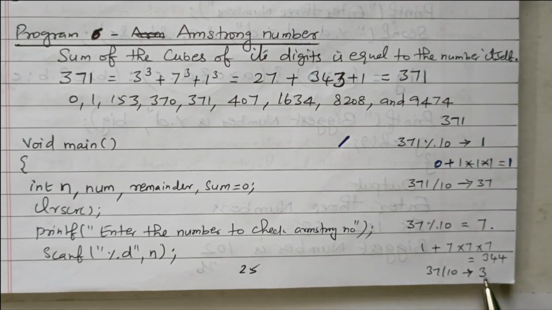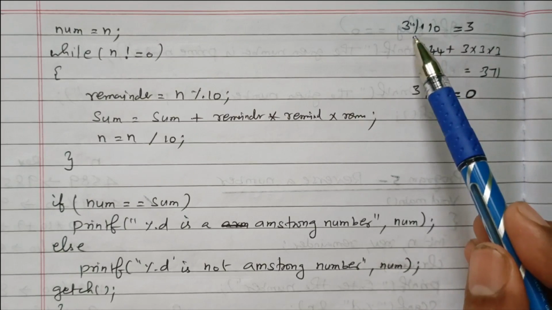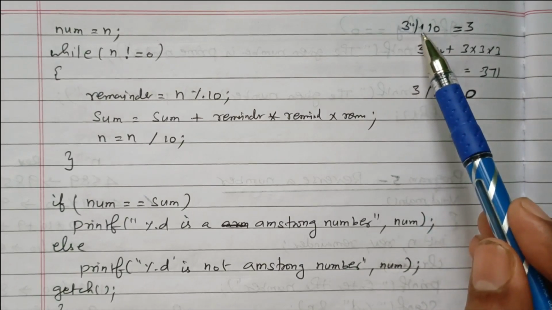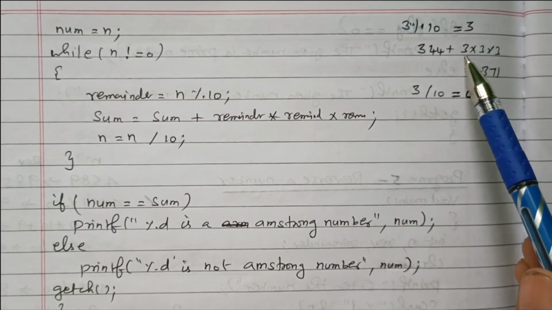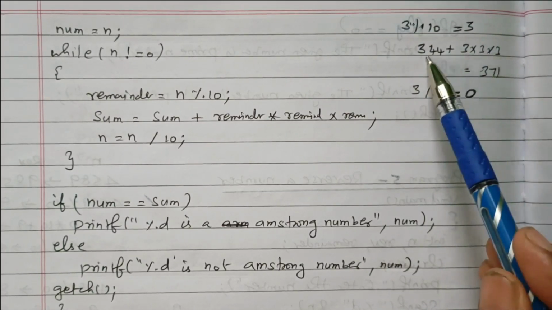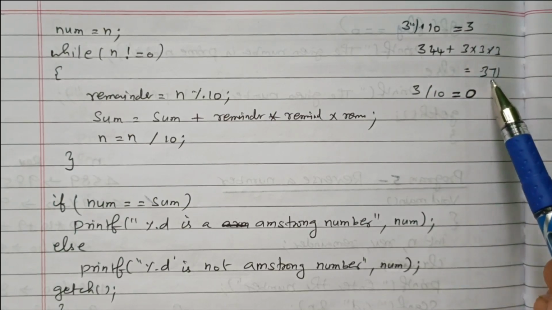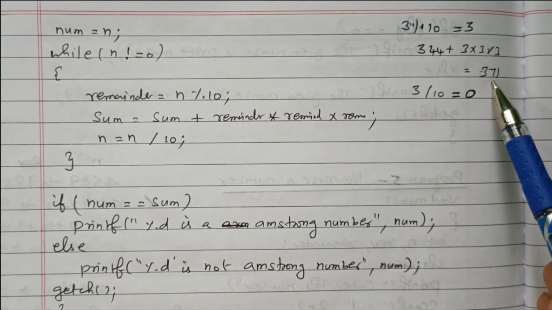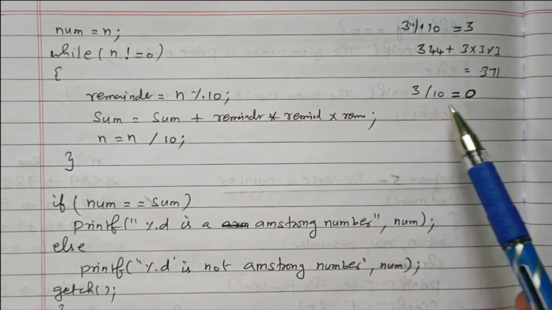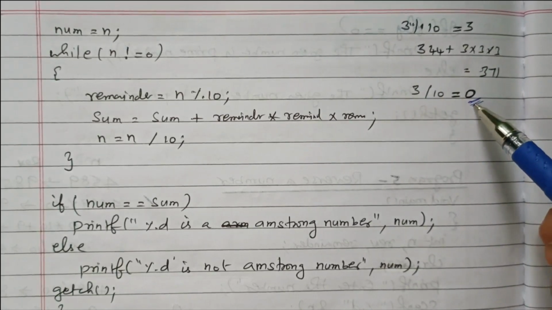Now we got this value 3. Now we have to repeat the same process. 3 modulo 10 does not go any time, so the remainder is 3. We have to cube this value, 3 into 3 into 3. The already available value 344 is there, and with that this 3 cube is added. So we got 371. This is our required answer. Right. Again we have to divide by 10. 3 divided by 10 is 0. Right. So once 0 is reached, we can stop the process.